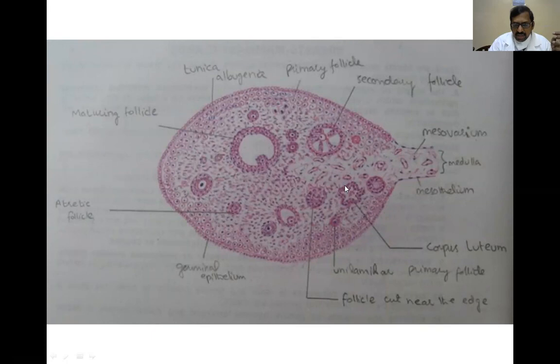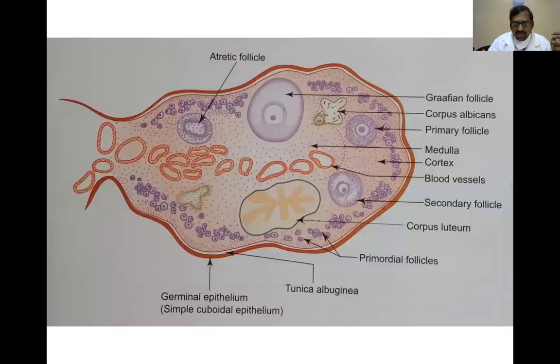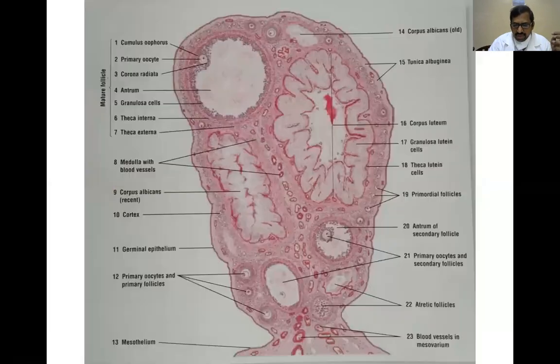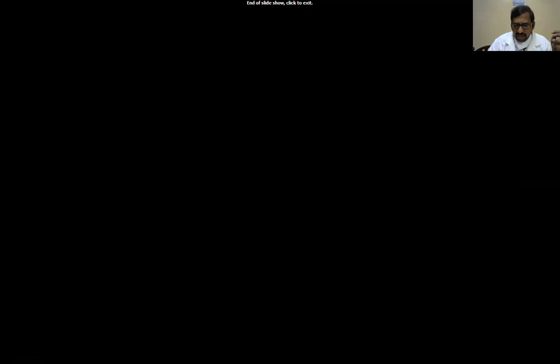These are all the different structures which are present in the male and female reproductive system. Okay, thank you.